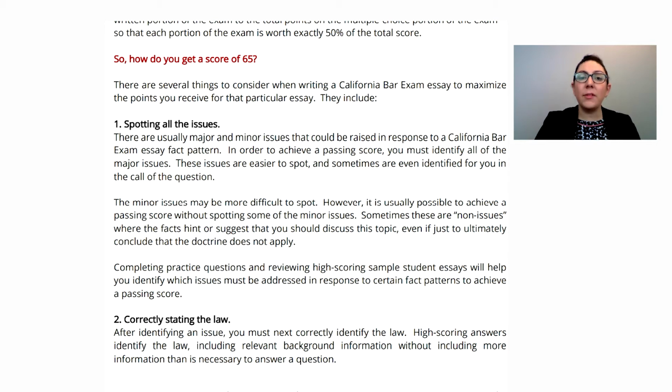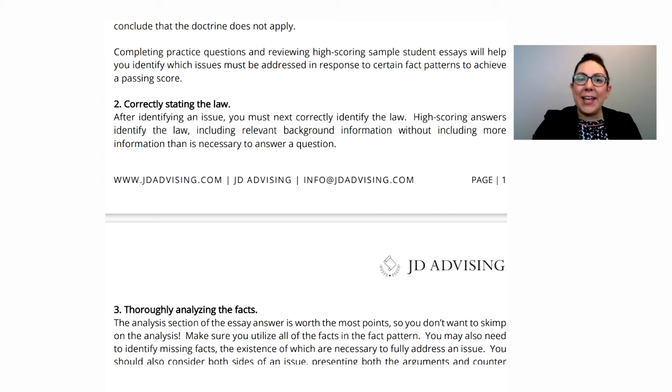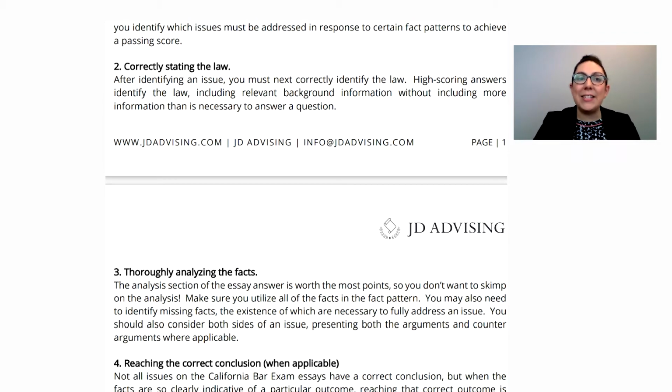So keep working on some practice essays and be sure to check the sample student answers and look at what issues they identify. And that's going to be an indicator as to whether you have major issues that must be identified or minor issues that'll help you, but maybe don't have to be identified. The second place you're going to get points on a California essay is by correctly stating the law.